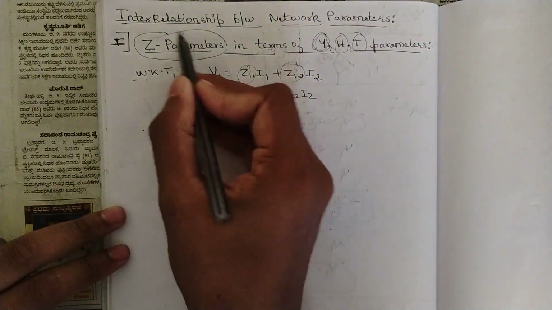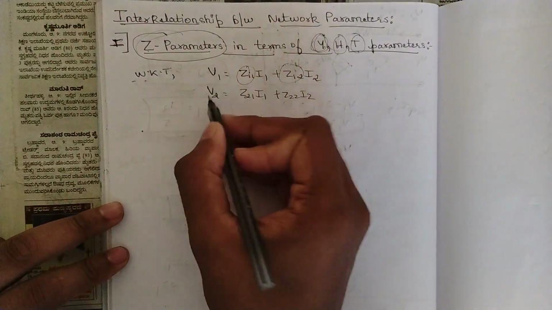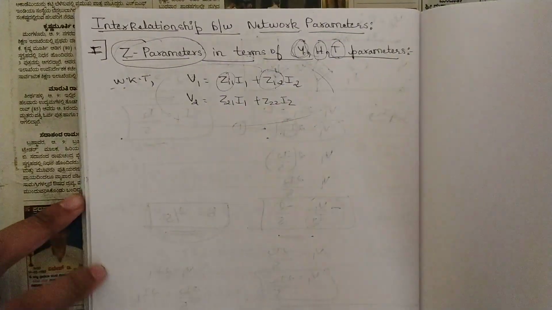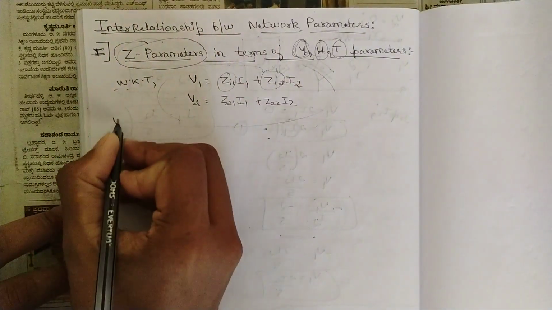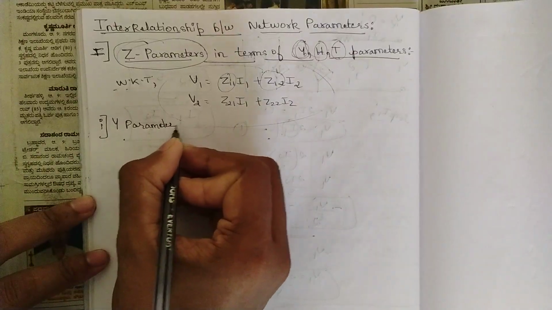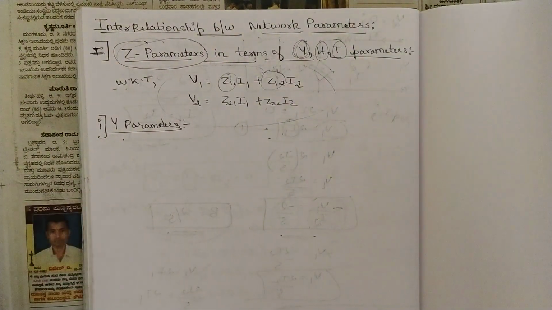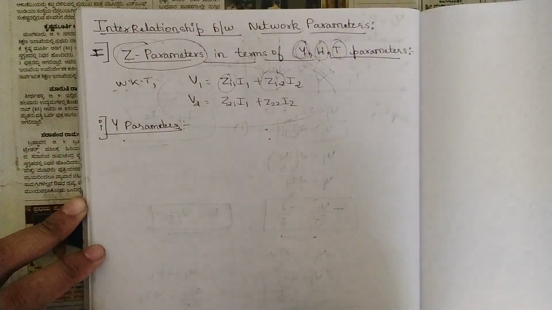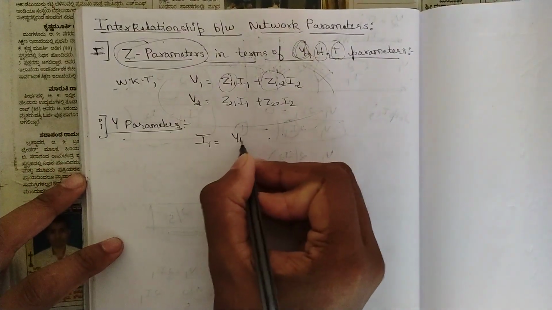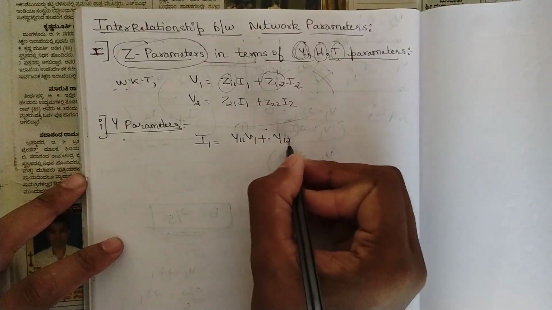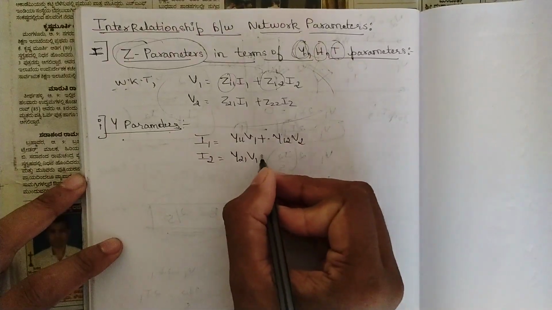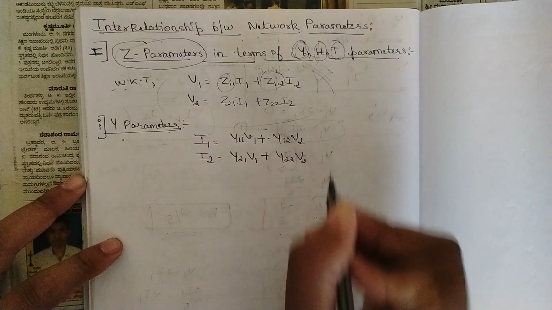First things first, write the set of equations for the Z parameters, with the dependent and independent variables, because we are going to solve using these equations. First is for Y parameters, using the Z parameter equations. Write the equations of Y parameters now: I1 is equal to Y11 V1 plus Y12 V2, and I2 is equal to Y21 V1 plus Y22 V2. So keep this in mind.